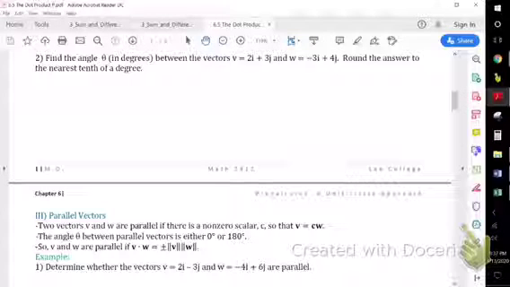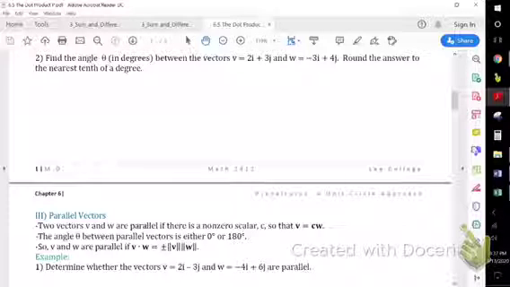Okay, 6.5, Part 2, Example 2 tells us to find the angle theta in degrees between the vectors where v is equal to 2i plus 3j and vector w is equal to negative 3i plus 4j. Round the answer to the nearest tenth of a degree. Alright, so now we're after the angle.